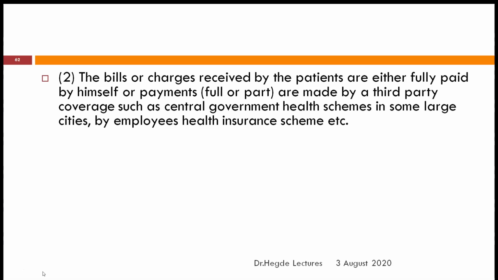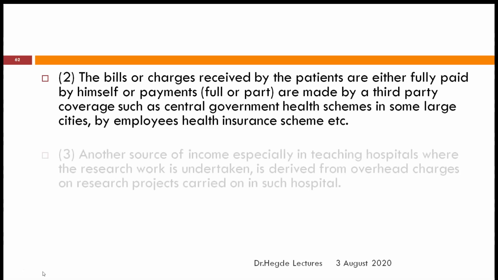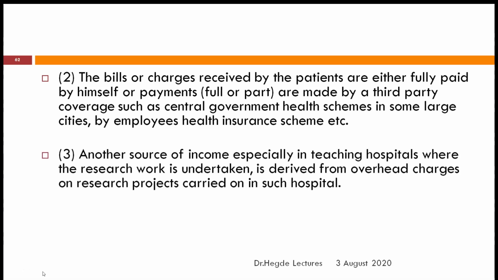or a part of the payment will be made by third party coverages such as central government health schemes. In some large cities, these schemes are available. Okay, like health insurance, ESIC schemes, employees health insurance schemes. Another source of income, especially in teaching hospitals where research work is undertaken, is derived from overhead charges on the research projects carried out in such hospitals.